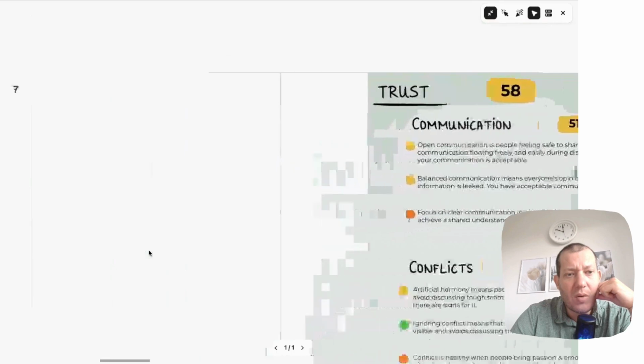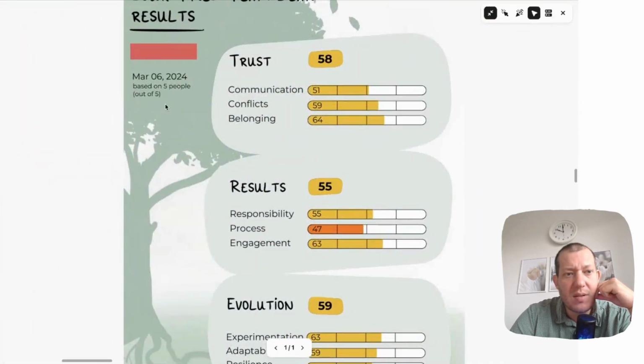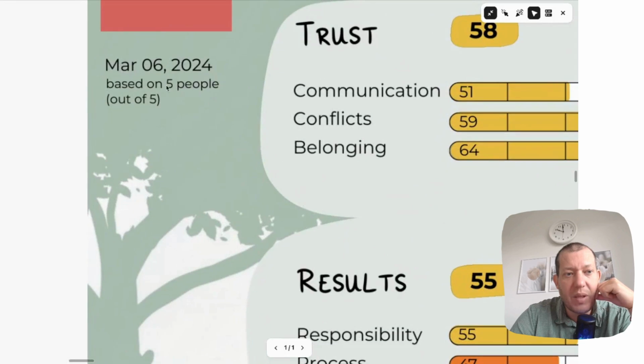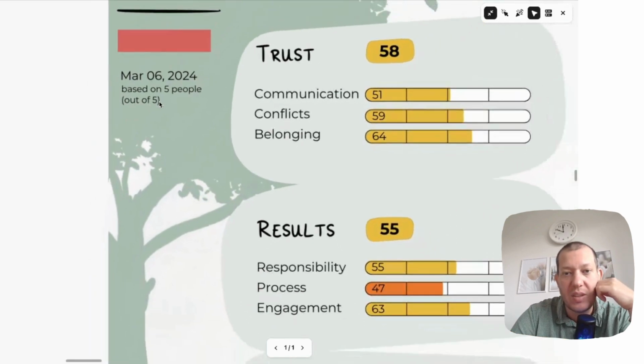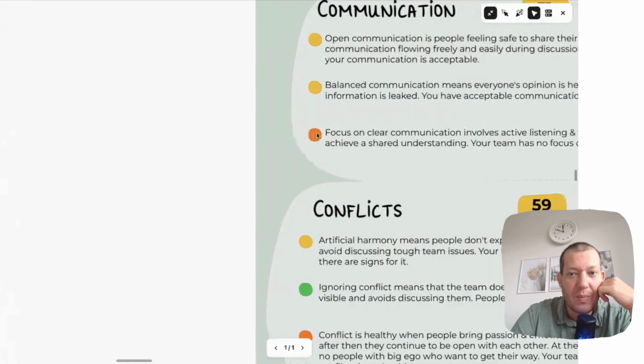Now, one context here that I didn't mention, this is based on a small team, 5 people. So we've seen that these results are generated based on the opinions of 5 people out of 5. So basically the whole team has participated.